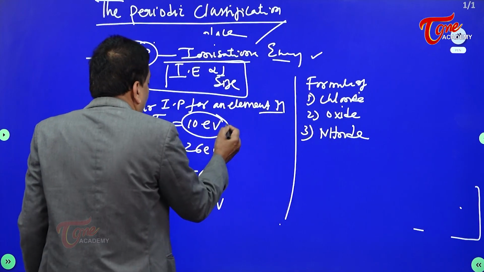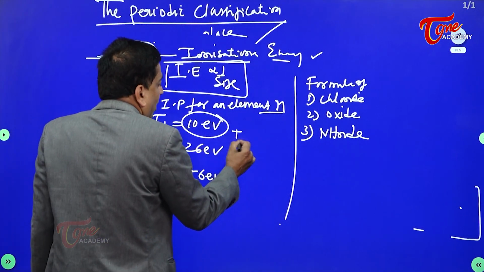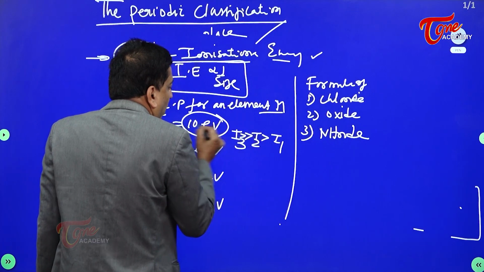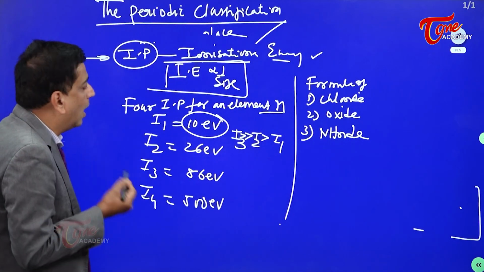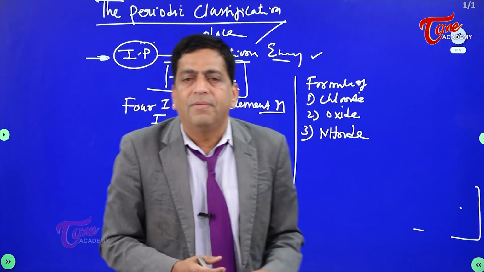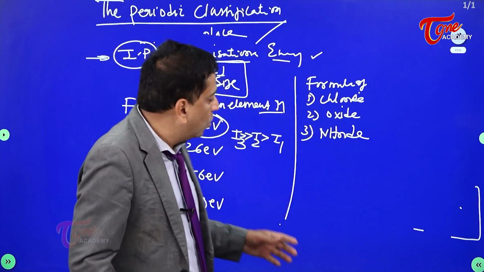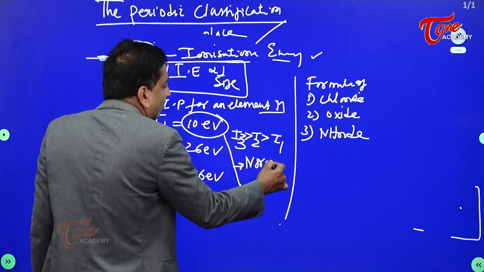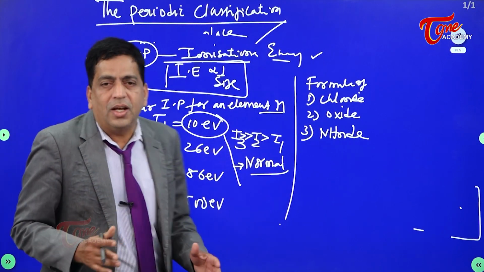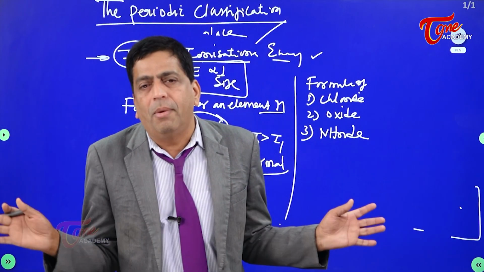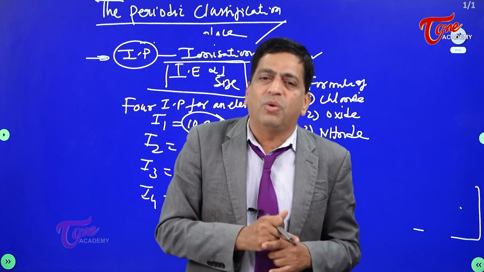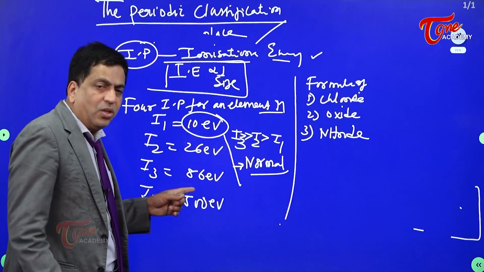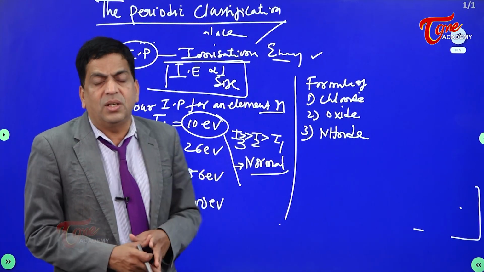So naturally, this is I1, I2 and I3. You can expect I3 is greater than I2, which is greater than I1, which is no surprise. The ionization potential goes on increasing. So these three values seem to be absolutely normal. But the fourth one seems to be extraordinary, a bigger jump. 10, 26 and 86 seem to be okay, but 86 to 500 is a bigger jump.